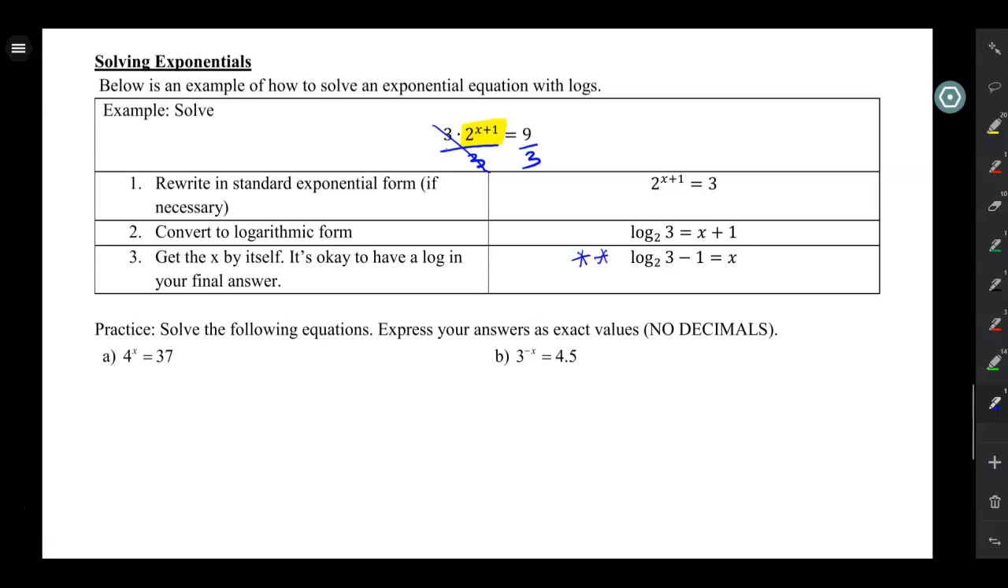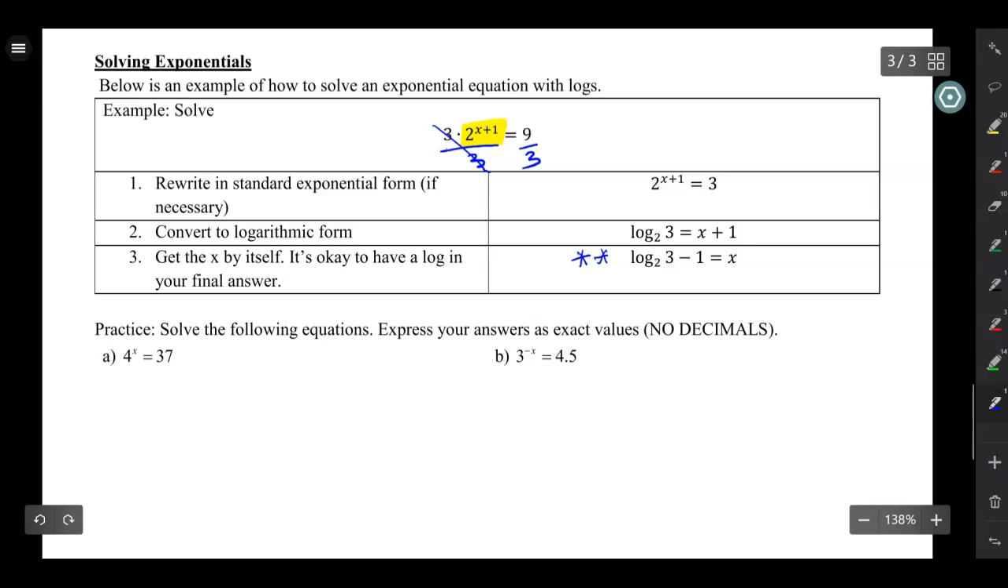This might not look like a final answer, but it is. You're done. You could technically type this into a calculator and get a decimal, but if you have a decimal, you're going to have to round. So by leaving it just like this with the logarithm in it, you've given me an exact answer, and that's what I want. One thing to be cautious of is that you cannot subtract this 3 and this 1.